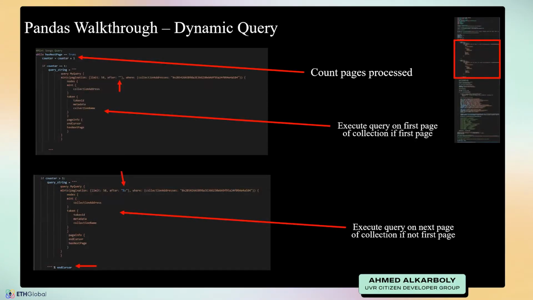For pages that are not the first page, the counter gets incremented. And if the counter is greater than 1, that means that we're no longer on the first page. So like I was mentioning earlier, what we do is we pass along the end cursor value to the query, and then the next page is brought in. That's how you build a pagination feature using Python to navigate through an API.